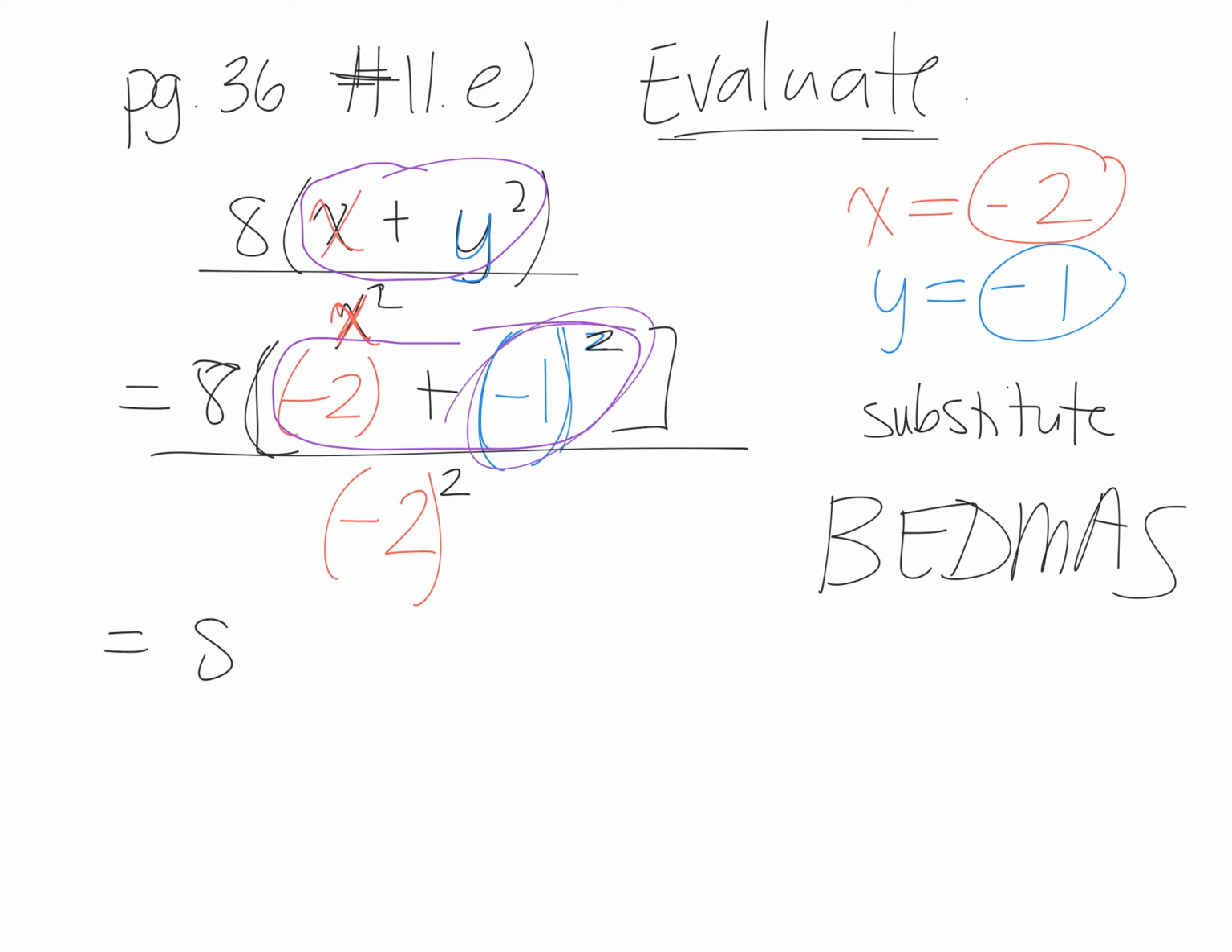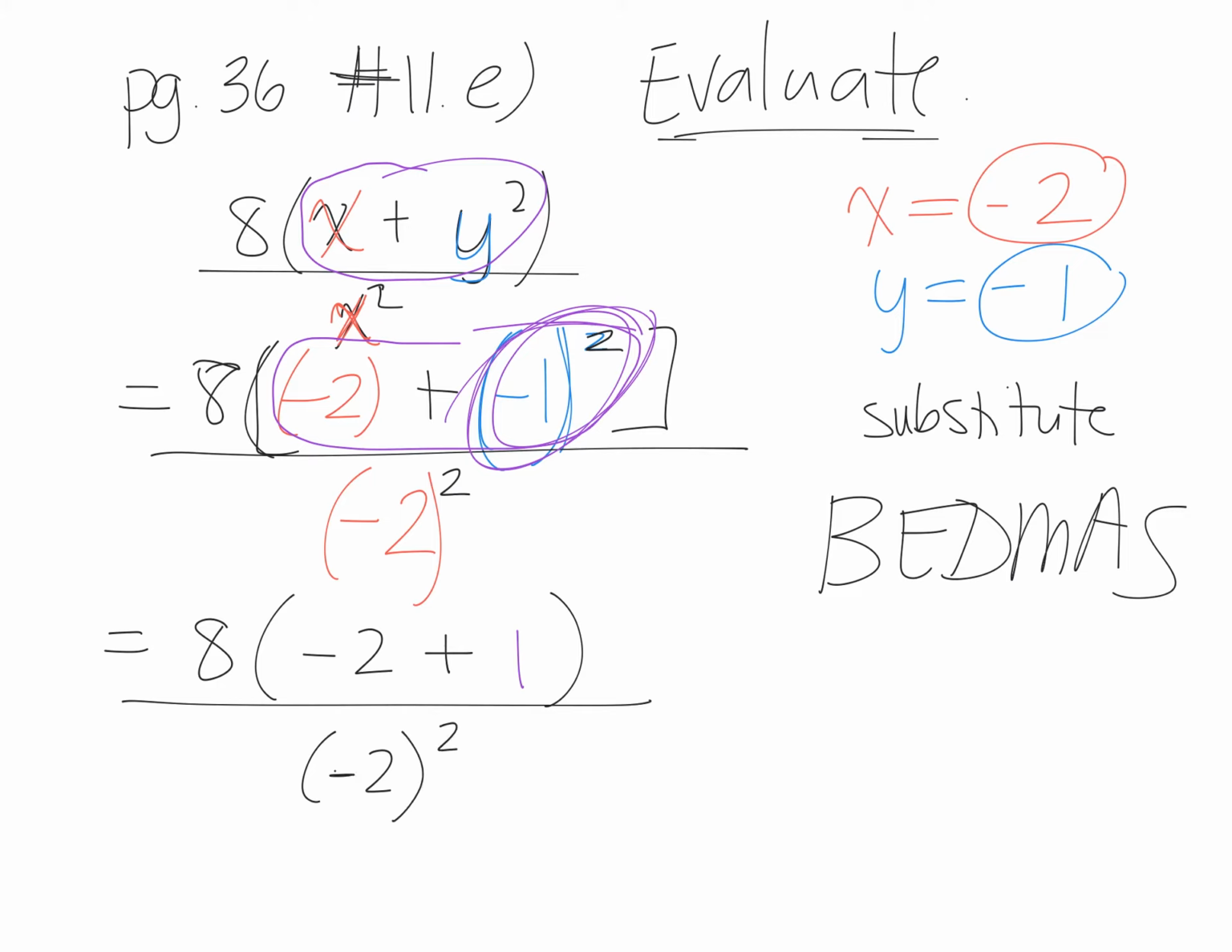So I'm going to keep writing what I had. And then I have negative 2 plus, let's do our exponent first. What is negative 1 times negative 1? Positive 1. Good. Divided by negative 2 squared. We're not done the bracket. We still have to simplify the bracket. What's inside the bracket? Negative 2 plus 1 equals? Veronica? Negative 1.